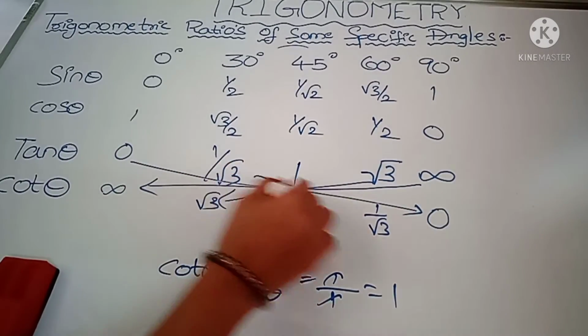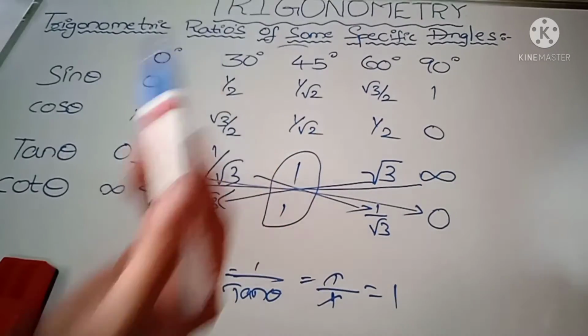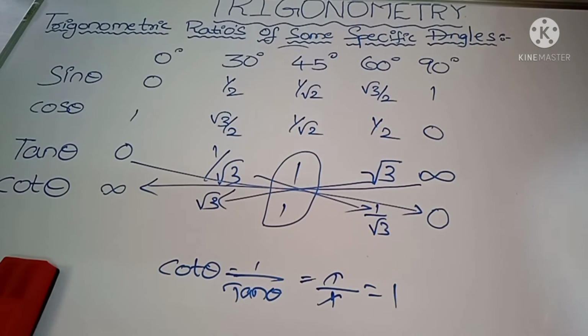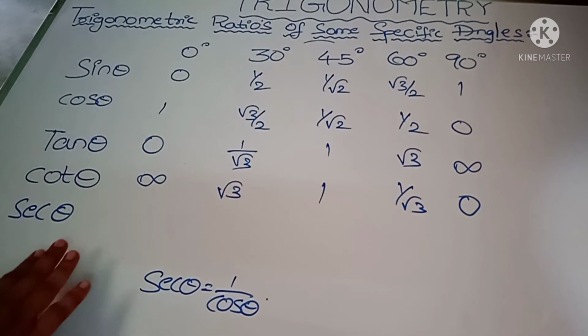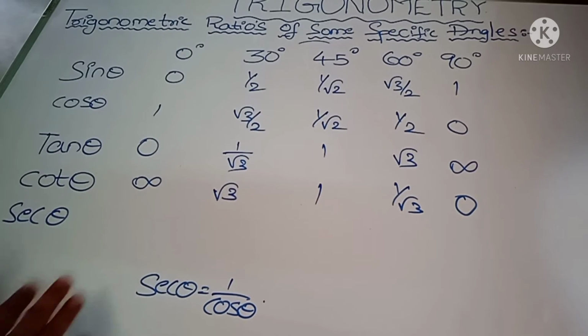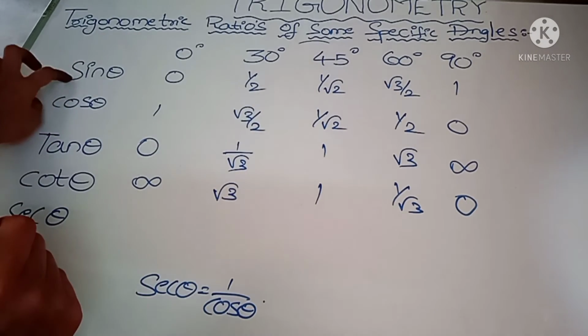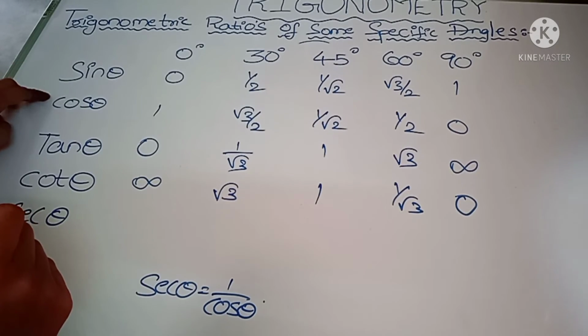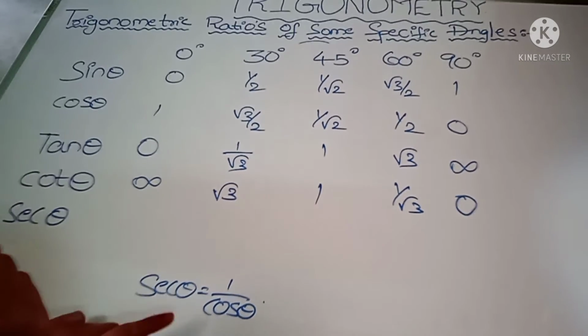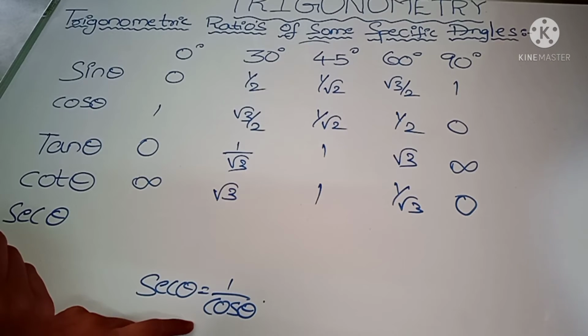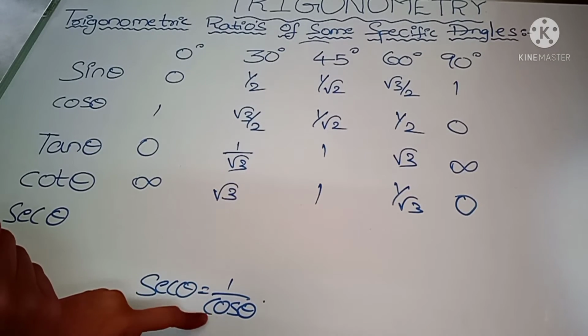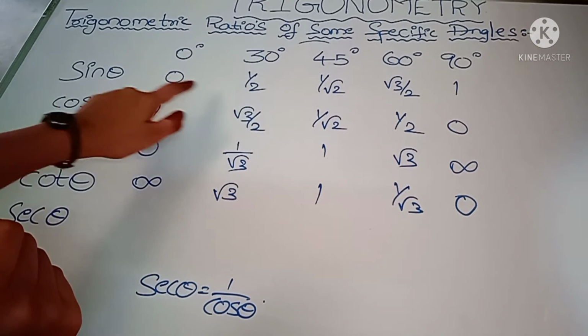Root 3, 1 by root 3, and these are common. 45 degrees is common for every angle. Now, next is about finding the values of secant theta. We learned that secant theta is inversely proportional to cos theta. Secant theta is equal to 1 by cos theta, which means in the place of cos theta, we are going to substitute the values of cos theta.